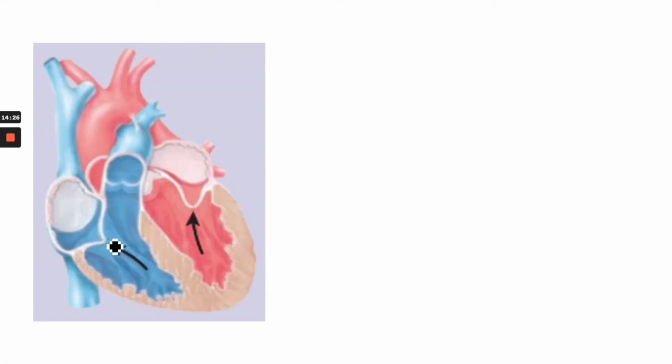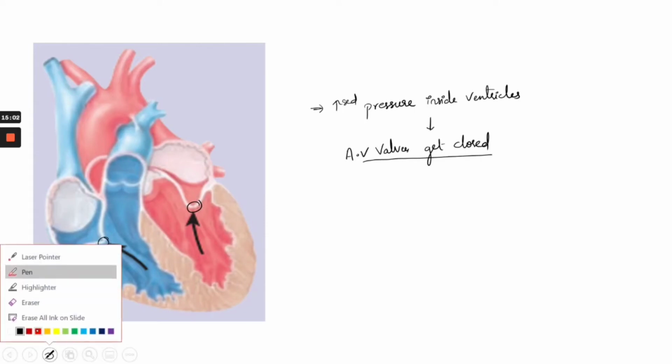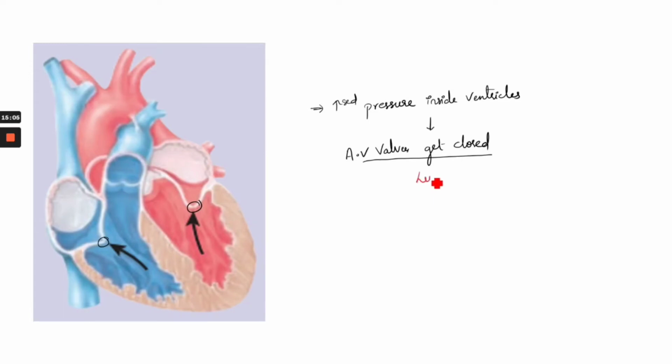Okay. So due to the increased pressure inside the ventricles, what is happening? Valves get closed. Which valves? AV valves. AV valves get closed. Because of the high pressure, these valves will be closed with a strong push. That push gives a peculiar sound known as lub. Okay.